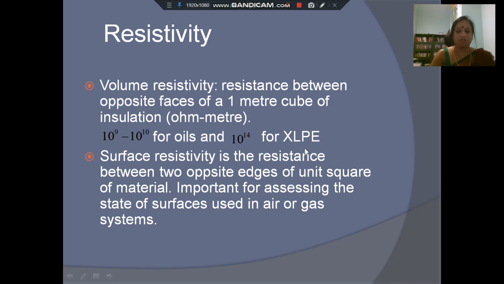Apart from that, you have what is called surface resistivity, which is the resistance between two opposite edges. This is one edge, this is another edge. The resistance between these two opposite edges of a unit square of material, along the surface of the material, is called the surface resistivity. This is important for assessing the state of surfaces when you use it either in air or in gas systems. And we have to be concerned with both the volume resistivity and the surface resistivity of a dielectric material before you can use it in any insulating application.